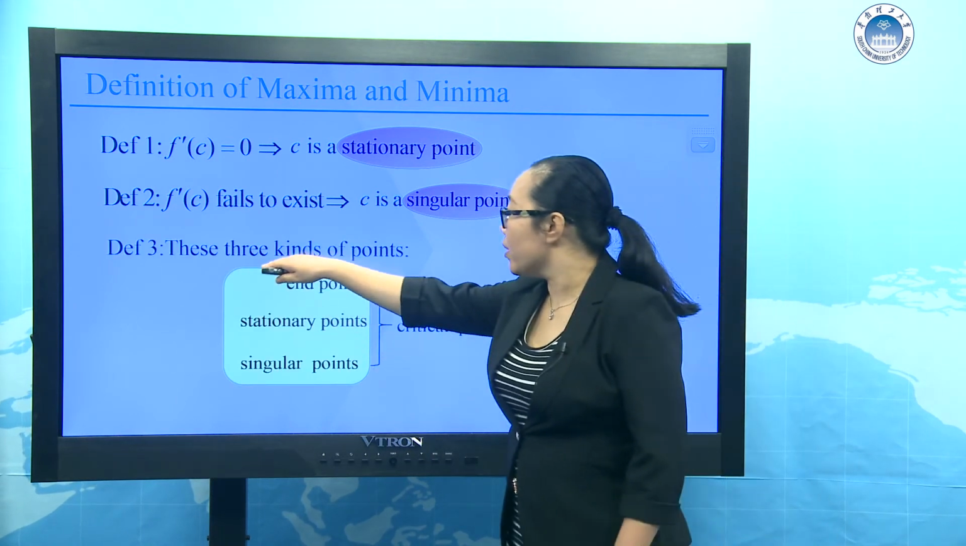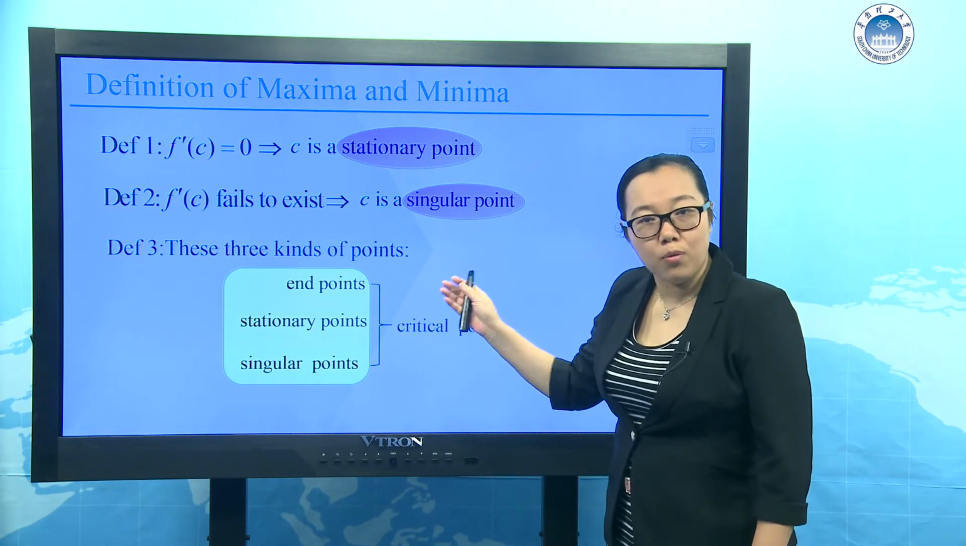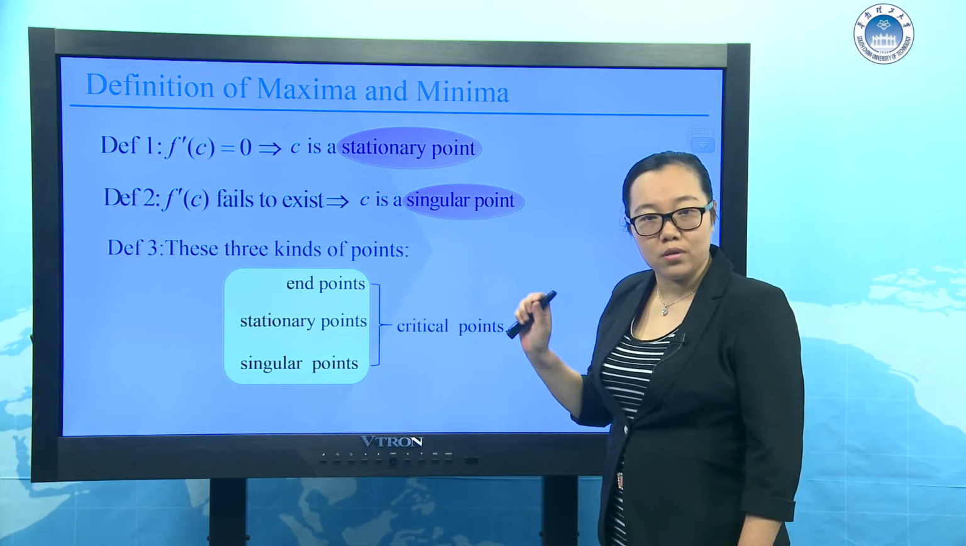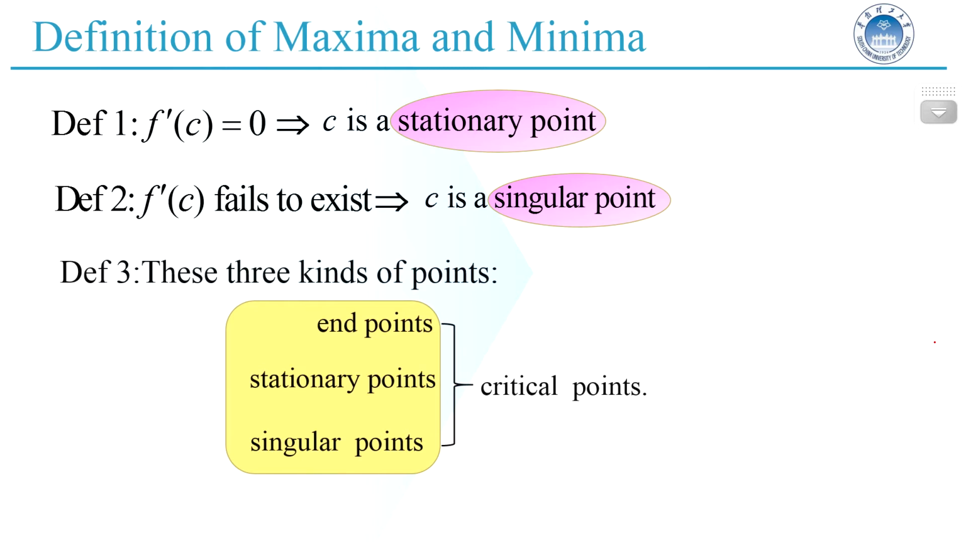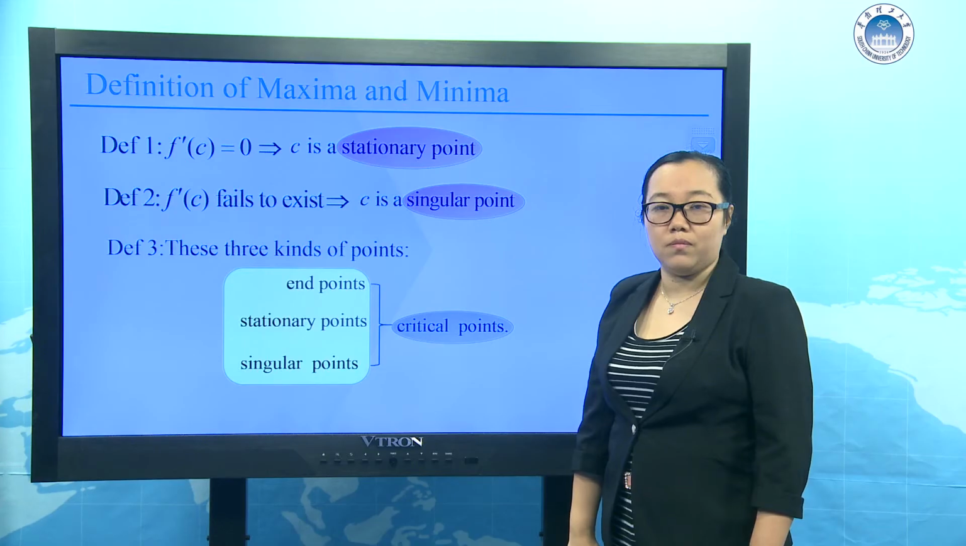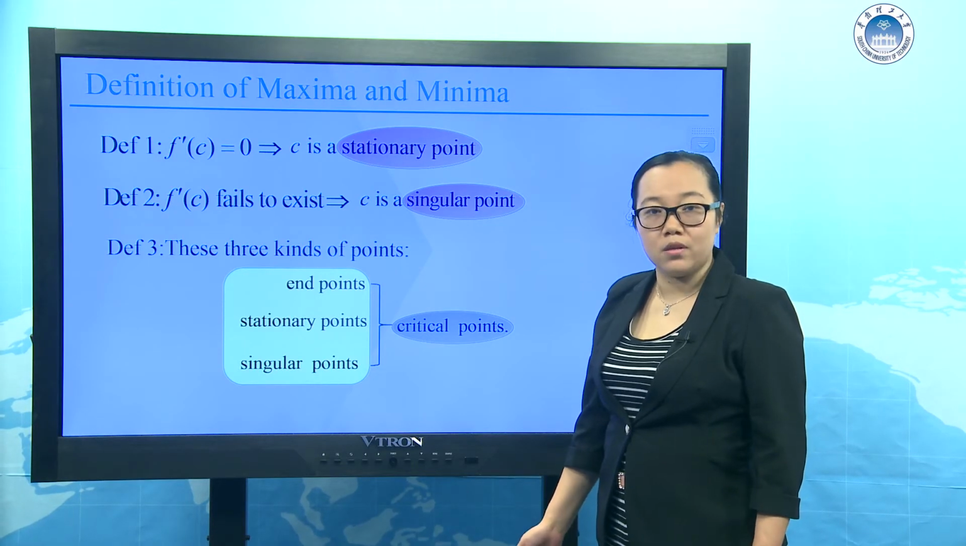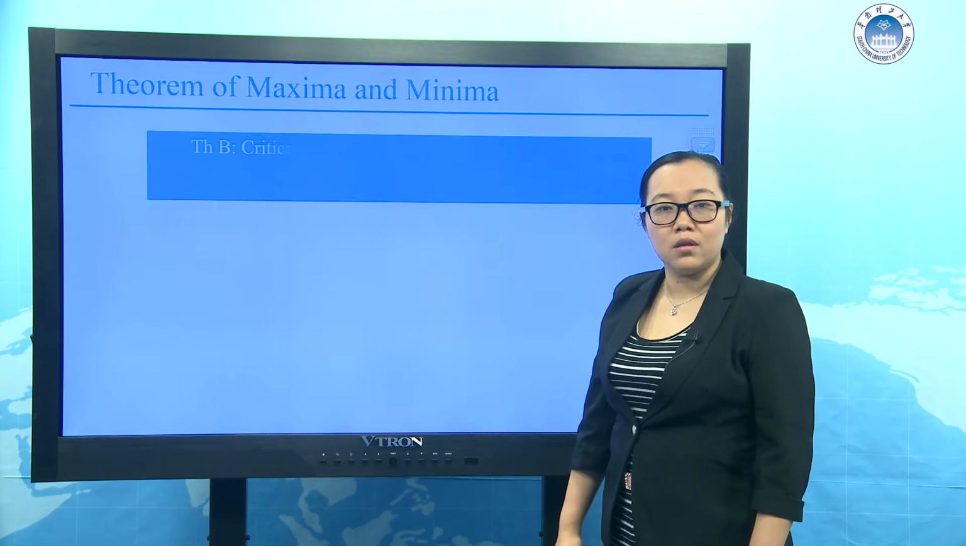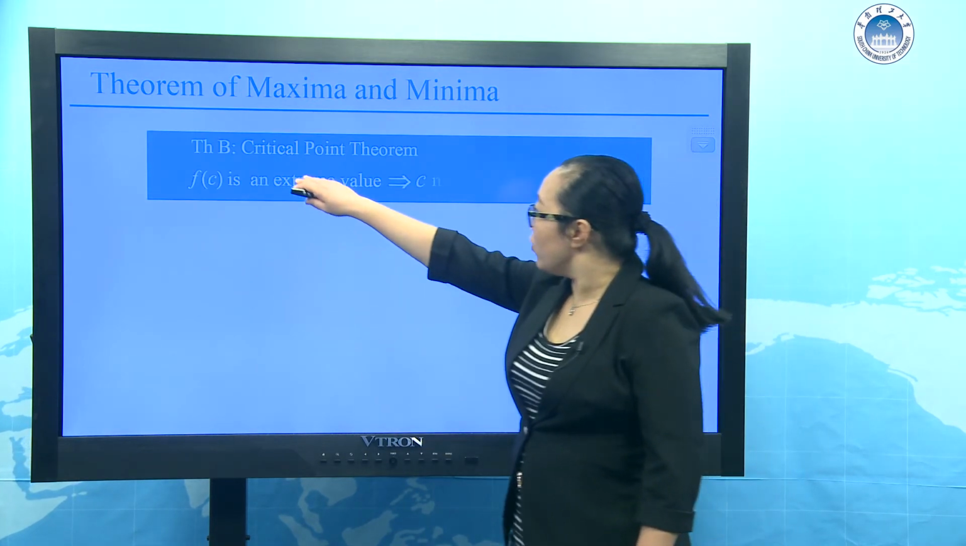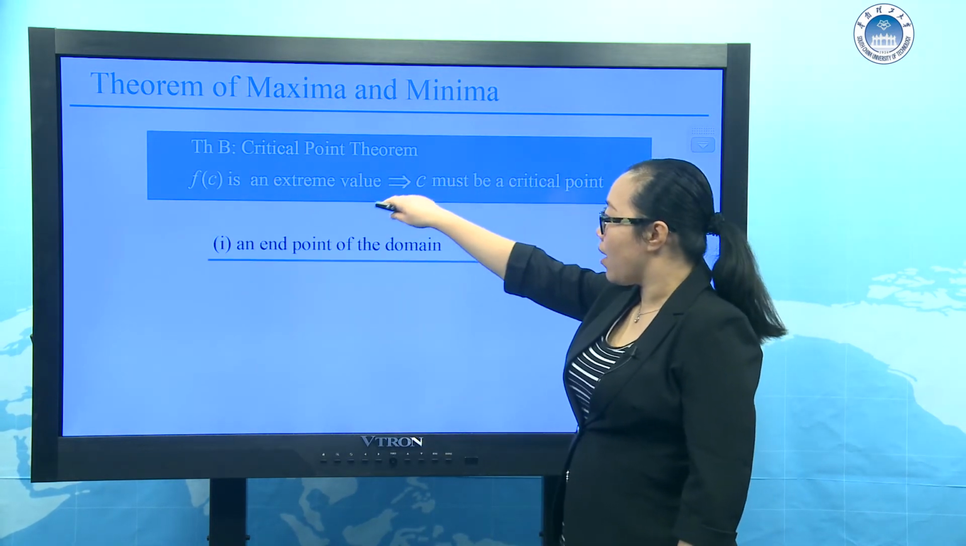The following three kinds of points, endpoints, stationary points, and singular points, are our critical points. If you ask me what our critical points are, you should consider the three kinds of points: endpoints, stationary points, and singular points. Remember the definitions.